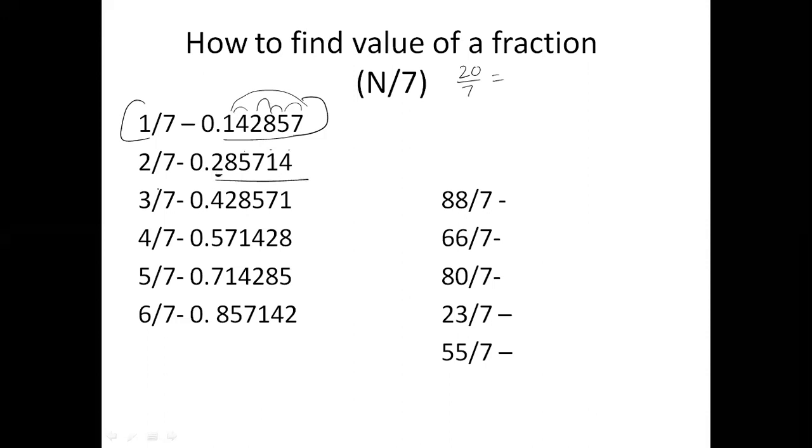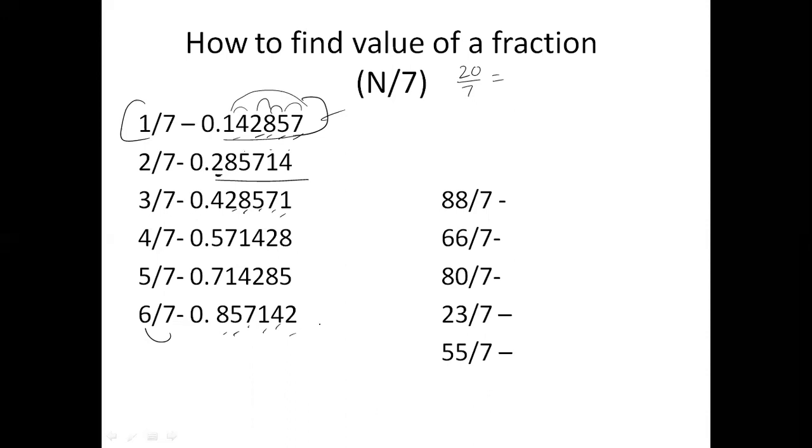I'll tell you one more time. For example, 3 by 7. Multiply 3 by 10. That becomes 30. How many times is 30 divisible by 7? 4 times. So we write 0.4. After 4, what is the number? 2, 8, 5, 7, 1. Similarly, for example, 6 by 7. Multiply 6 by 10, only in the case when the numerator is smaller than the denominator. So 60 by 7. How many times divisible? 8 times. So we write 0.8. What comes after 8? You can see from the base value: 5, 7, 1, 4, 2.